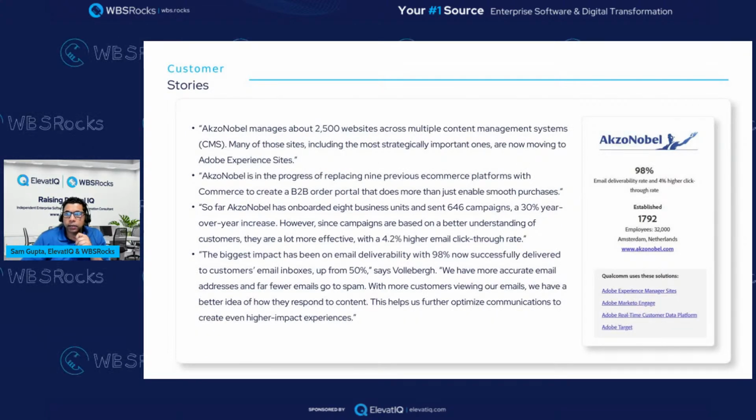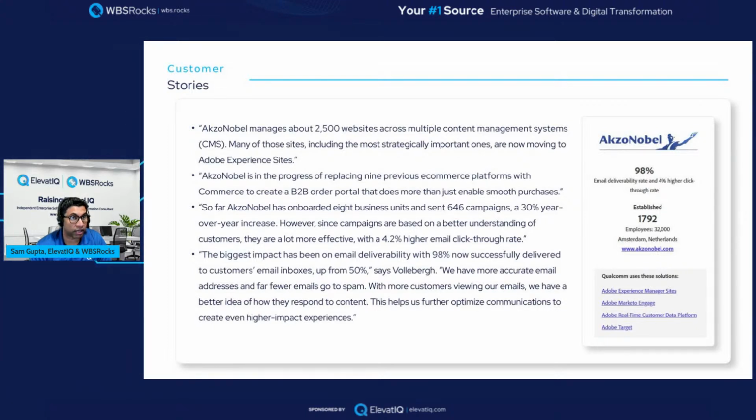Then this is another case study, and this is Exo Nobel. Again, these brands are very global in nature. So in this case, this is the Netherlands brand. So they have roughly about 2,500 websites. Can you believe this? Across multiple content management systems, CMS, many of those sites, including the most strategically important ones, are now moving to Adobe Experience sites.